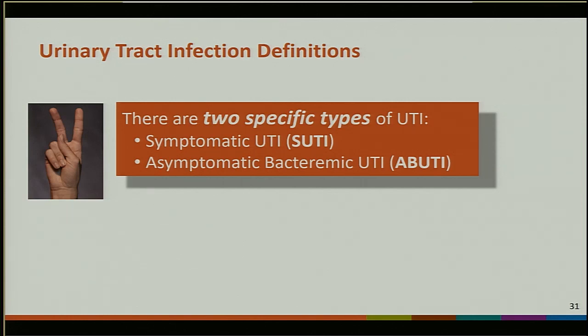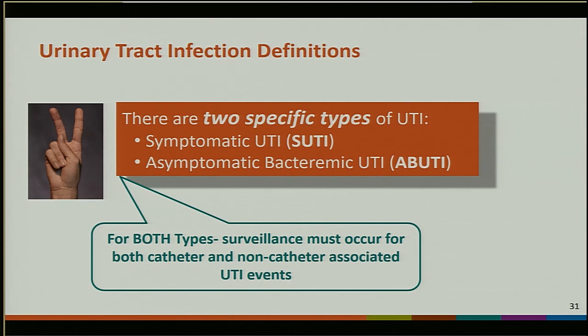There are two specific types of UTI for NHSN. You've got those symptomatic UTIs or the SUTIs. So those are the non-catheter associated, or the catheter associated. Then you've got the asymptomatic bacteremic UTIs or ABUTIs.